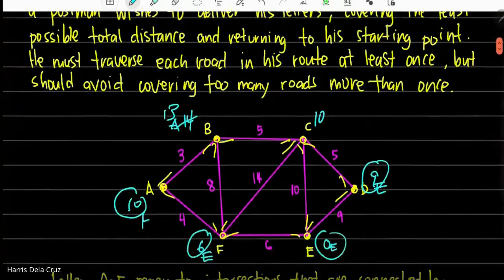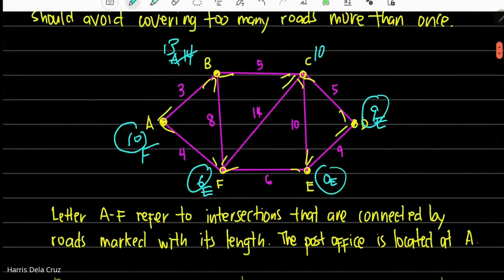From F, rather. Now, the next smaller label is 10. So, 10. From here, I can go to B, 10 plus 5, 15. But that's bigger than 13, so I'm keeping 13. So that means this should be 13A, and this is fixed. So, from E, the smallest path going to B has length 13. Yun yung sinasabi.